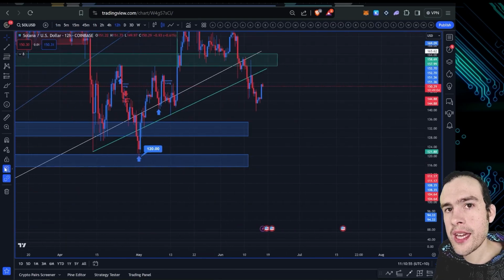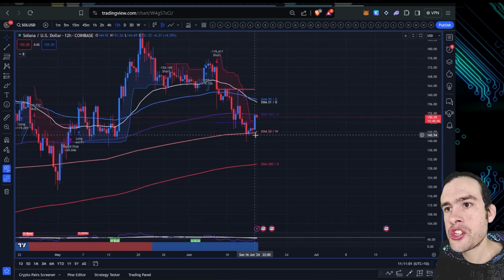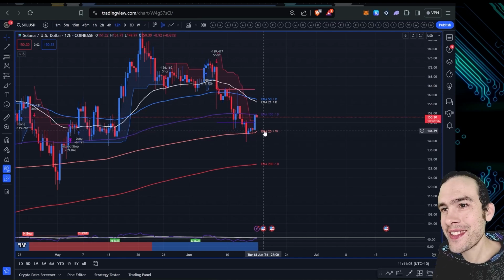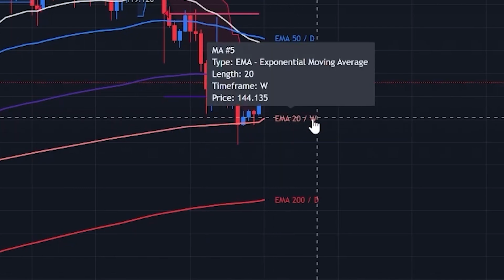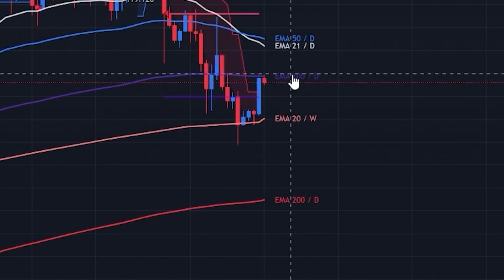So that's looking okay. Now, if we have a look at our moving averages, we just bounced off the 20-week EMA. Look at that. So let's have a look at the ticker here. The ticker, so that's 144 was the, or at least it is now, because we got a weekly candle close. That's our EMA at the moment. So beautiful support right there.